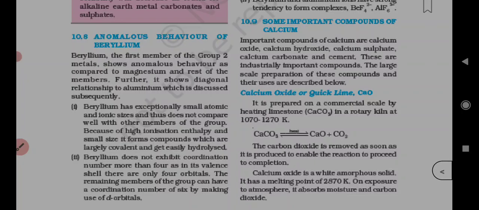Calcium oxide is a basic oxide. All oxides except beryllium oxide are basic; beryllium oxides and hydroxides are amphoteric. So being a basic oxide, it combines with acidic oxides at high temperature.